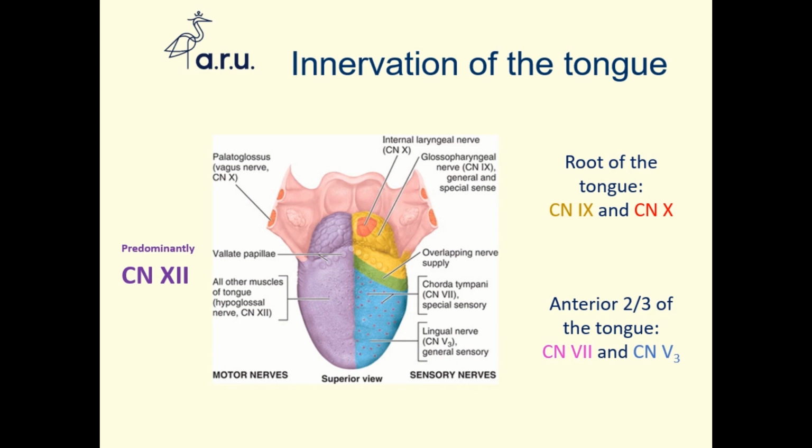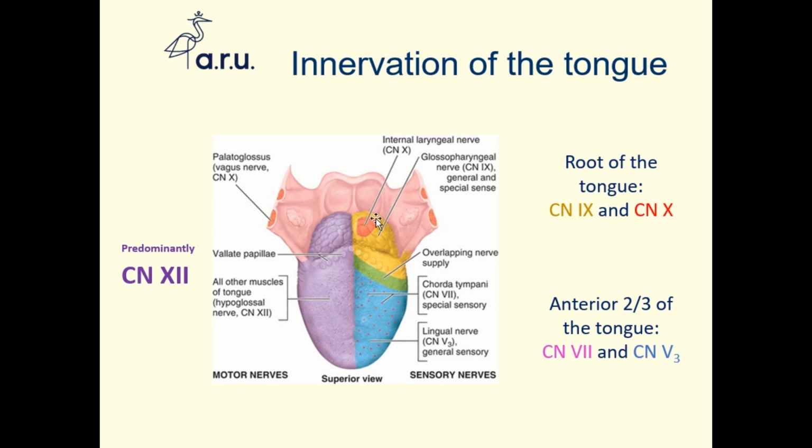And then the root of the tongue, which is the most posterior part of the root of the tongue, close to the oropharynx. That little area of the tongue is going to be innervated by the vagus nerve, from the internal laryngeal branch of the vagus nerve.